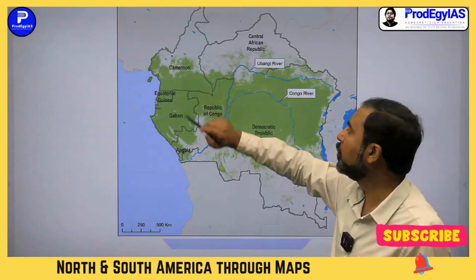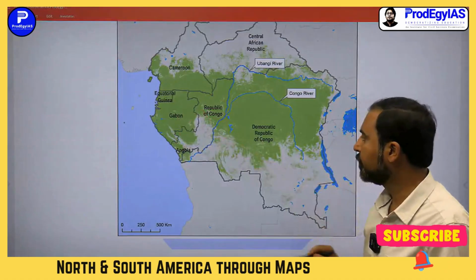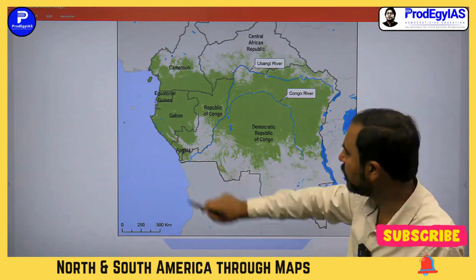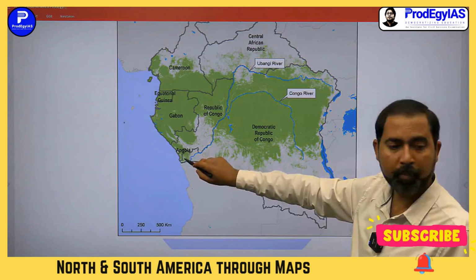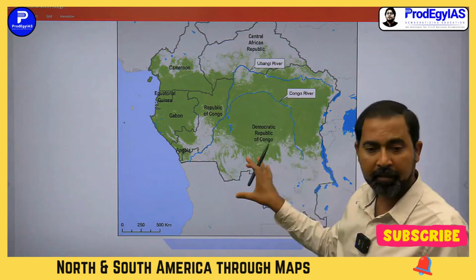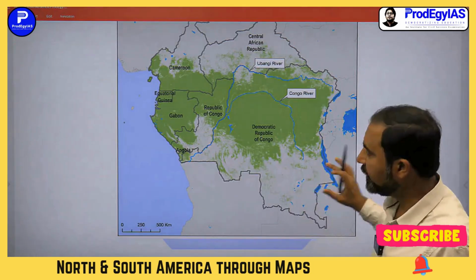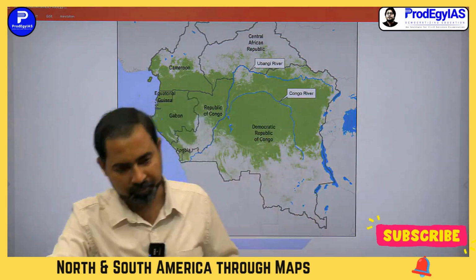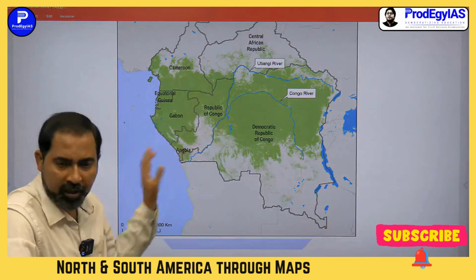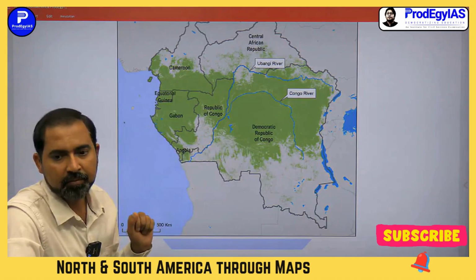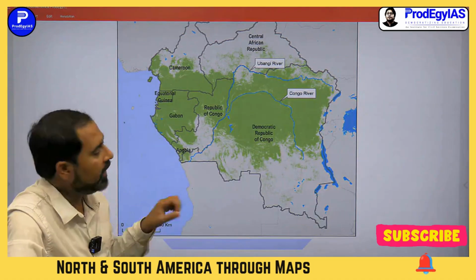Cameroon, Equatorial Guinea, and Gabon, even Angola, means this part of Angola. Angola is a big country. This is also part of Angola. All these will make the basin of Congo. So you have to see them in congruence, means these political boundaries and the physical features. You have to overlap them, right?